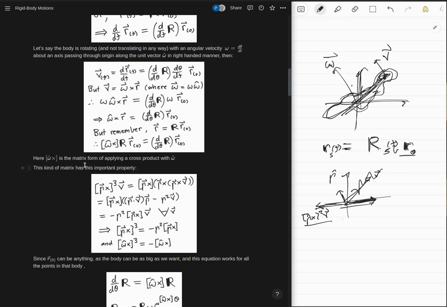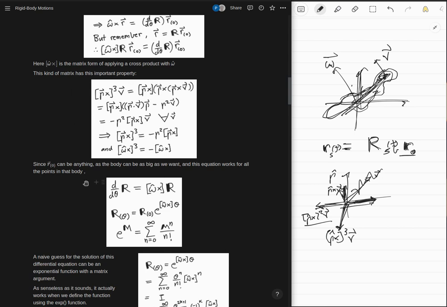So that's why you have to do this 3 times, so that you can actually say that p hat cross, that thing cubed, times the v vector, is actually equal to the negative of something, and that's the negative of this vector, which is just p hat cross v vector, right? And that's how you get this property. It's very intuitive, in fact. Okay.